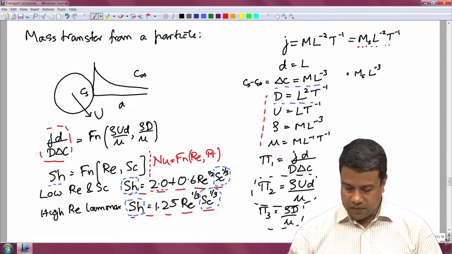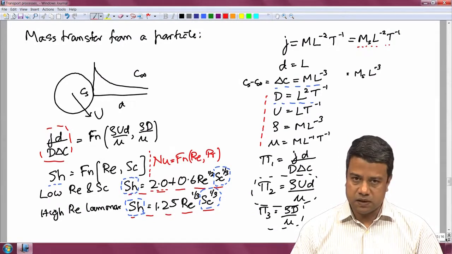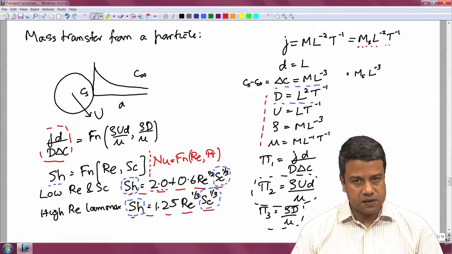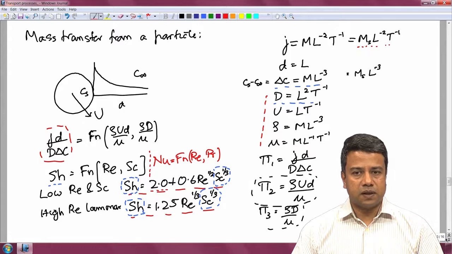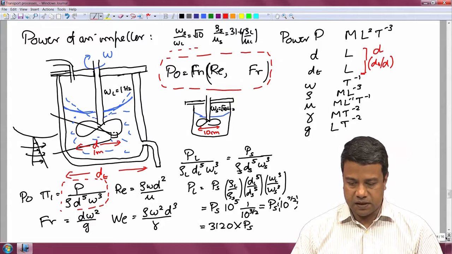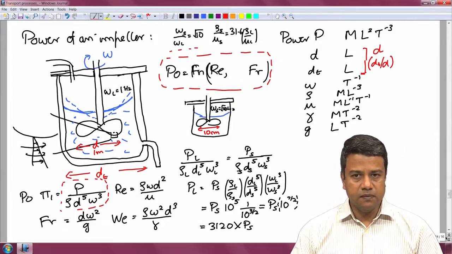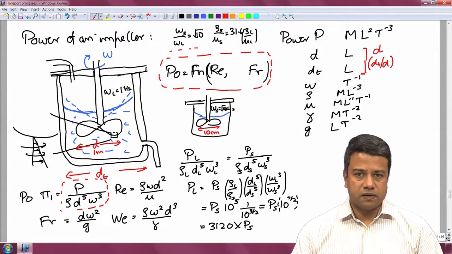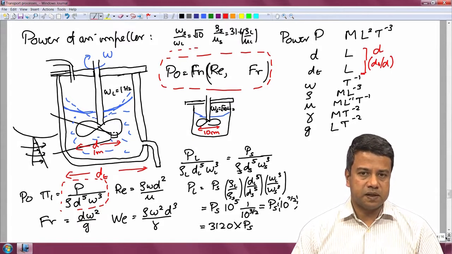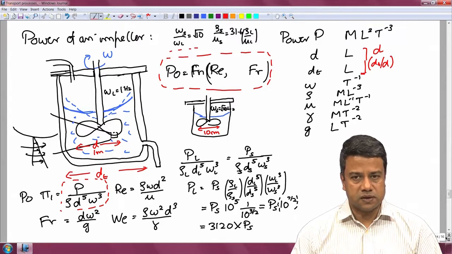In the mass transfer problem, we had a mass flux, the Sherwood number, the dimensionless mass flux, a function of the Reynolds number and the Schmidt number. And if you recall, when we looked at the transport, we had a power number which was a function of other dimensionless groups, the Reynolds number, the Froude number, and so on. And I was trying to give you some idea of what exactly these dimensionless groups mean. Two broad mechanisms of transport that we will be considering in this course.